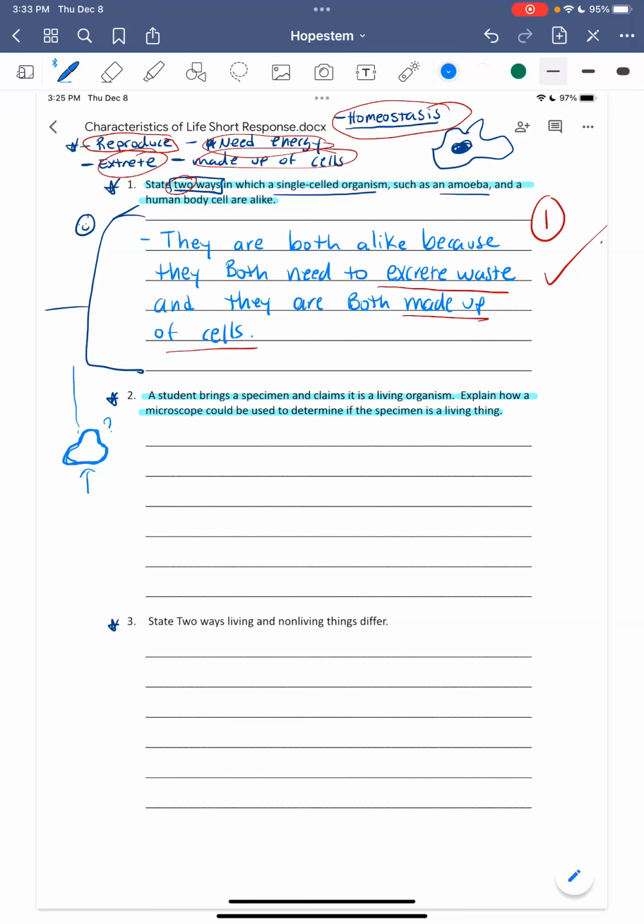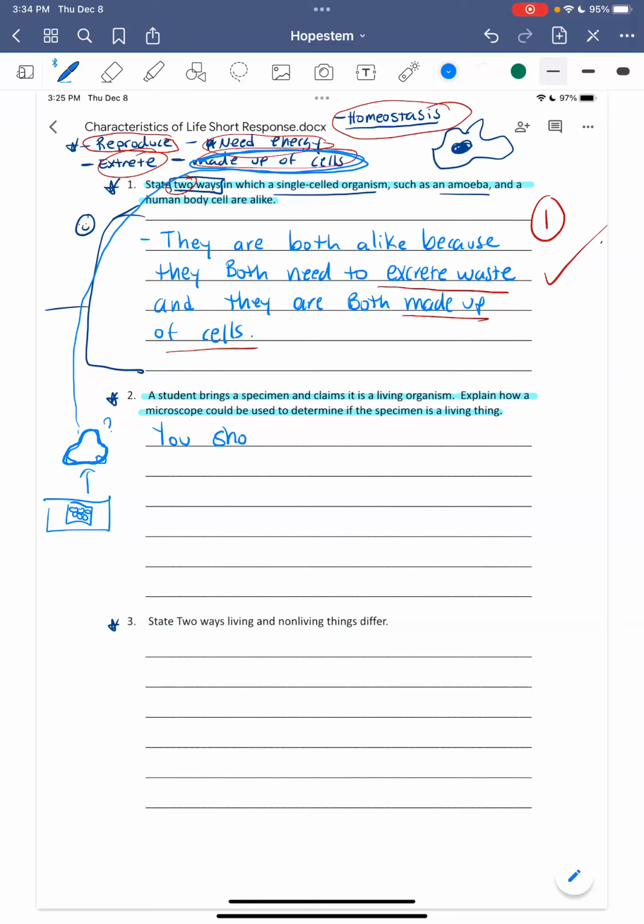Well, remember from the mini lesson, the most important thing is that living things have to be made up of cells. So you would have to take a small sample, put it under the microscope, and you need to see if it's made up of cells. Okay, so that's what we're going to put. That's what your answer should be.